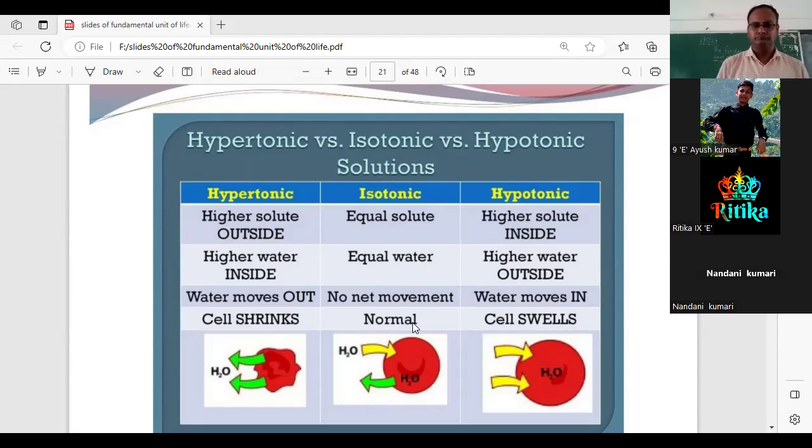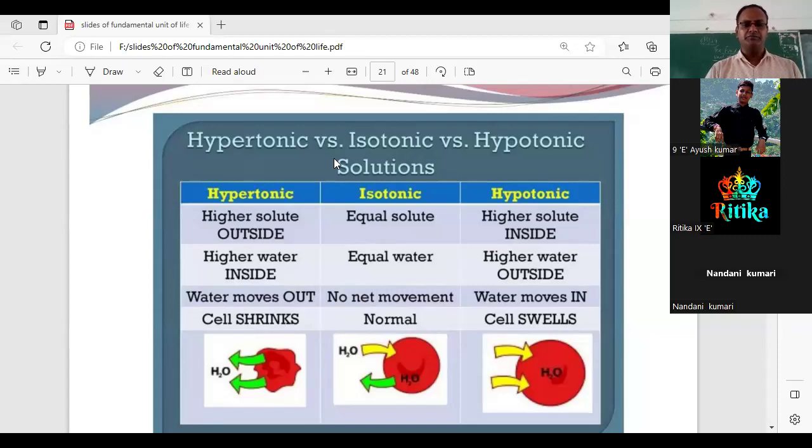Sir, in hypotonic solution, the concentration of water is more in the medium than in the cell. In hypertonic solution, the concentration of water is more in the cell than in the medium. But in isotonic solution, the concentration of water is equal in the cell and in the medium. Okay, fine. Very good. Next.